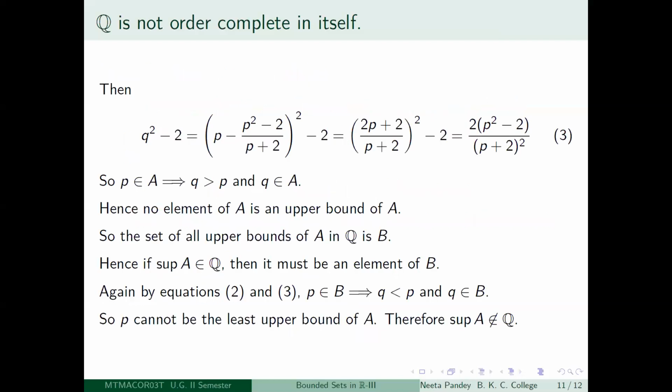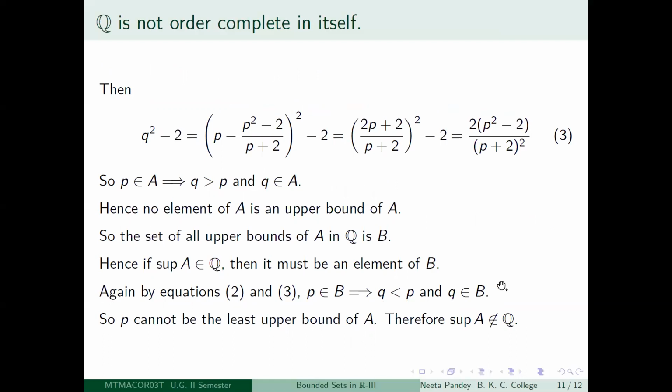So Q becomes less than P, first of all. And what happens here? Since P belongs to B, P squared minus 2 is greater than 0. So this whole thing is greater than 0. Therefore, Q squared minus 2 is greater than 0, which means that Q belongs to B. So that is what we are trying to say, that if P belongs to B, then Q is less than P and Q belongs to B.